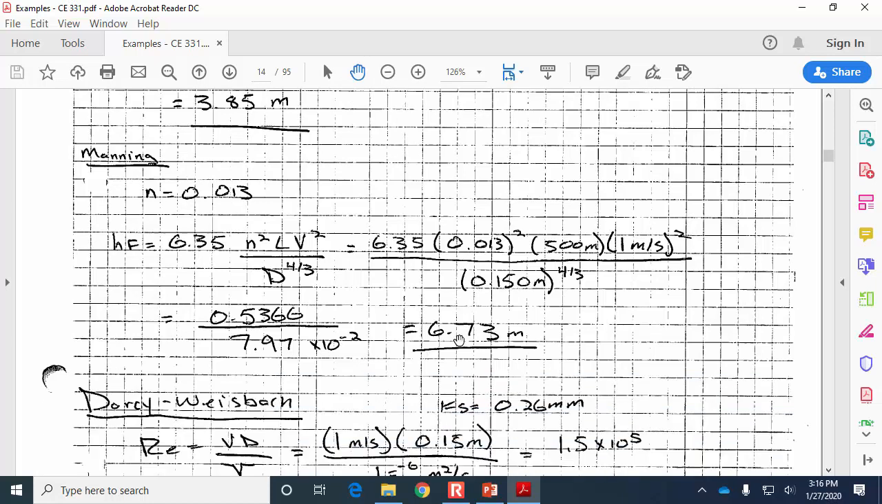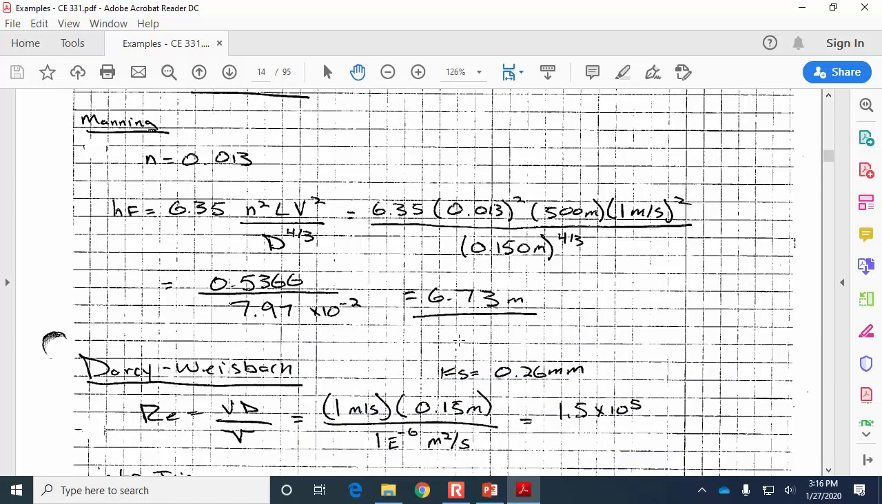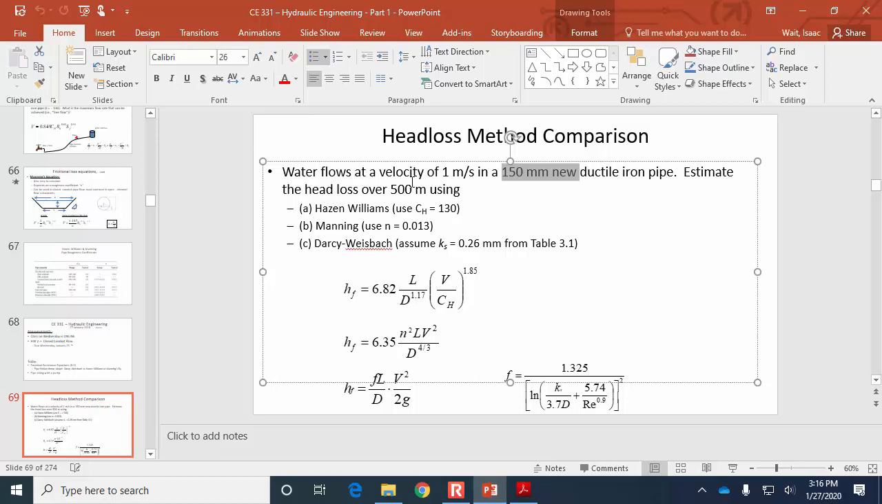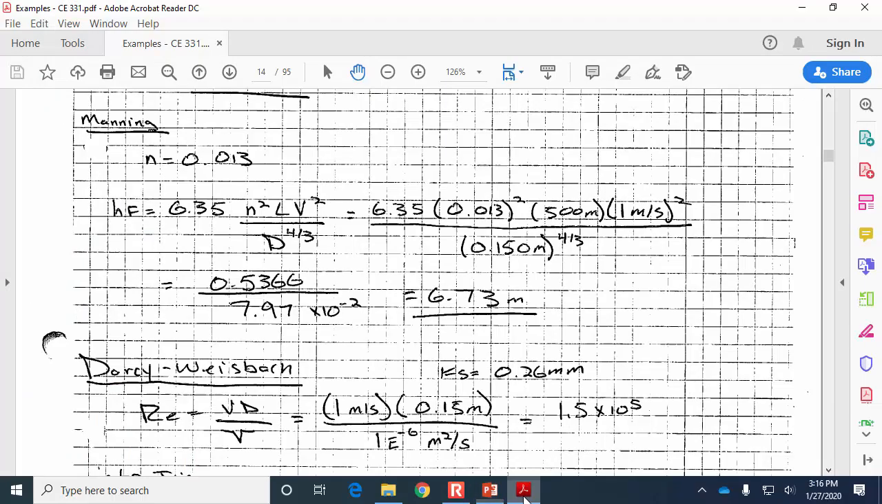Now, in the Darcy-Weisbach equation, what we have to do first of all is calculate the Reynolds number, because that's going to go into the Jain equation. So remember, the Reynolds number is a velocity, a length parameter, divided by the kinematic viscosity. We have two length parameters in our problem statement: a diameter and a distance. And so it's the pipe diameter that we put into the Reynolds number. So 1 meter per second, 0.15 meters, and then the kinematic viscosity.